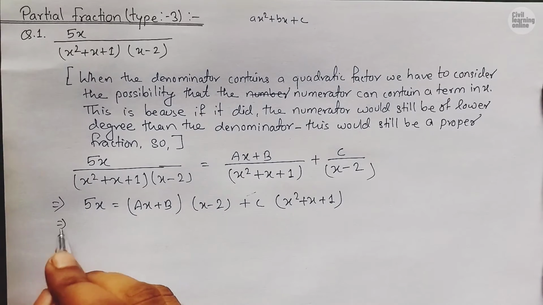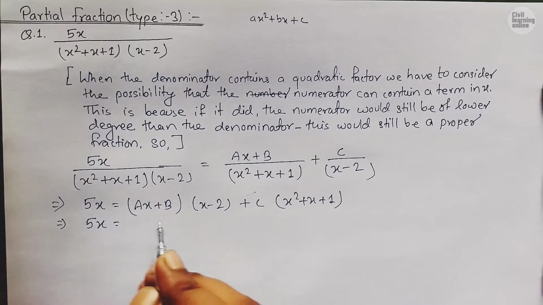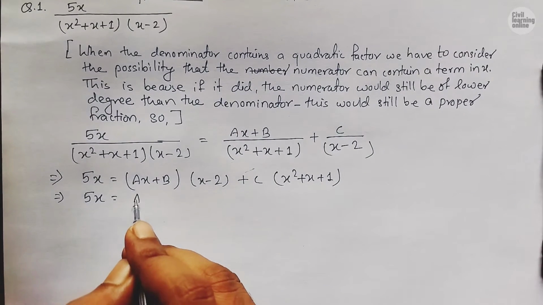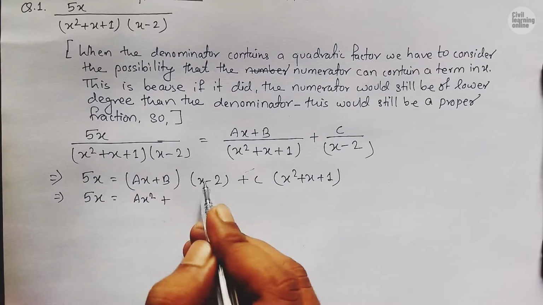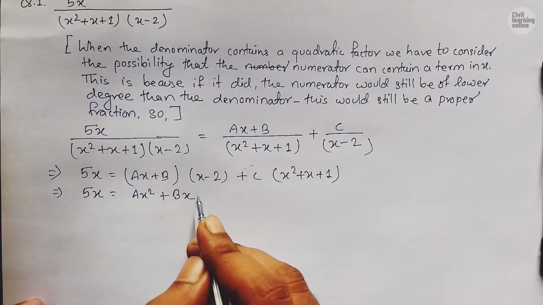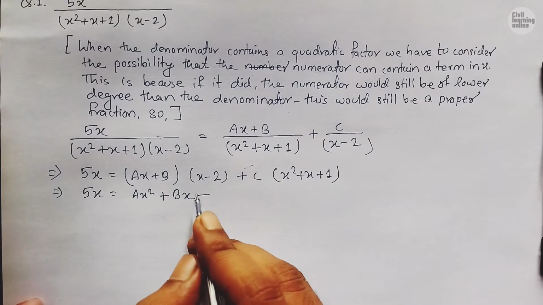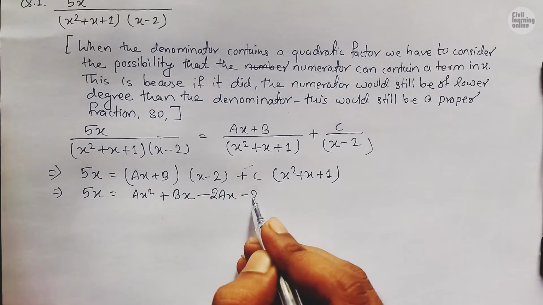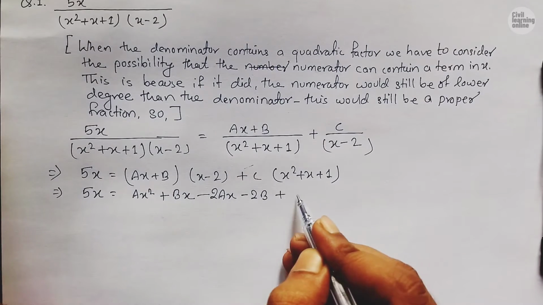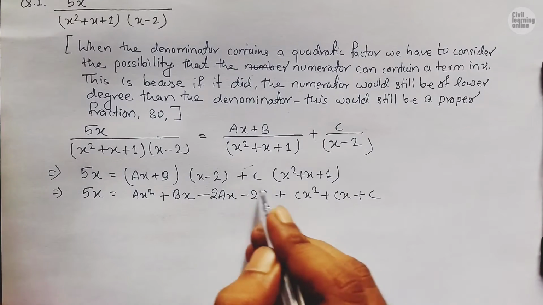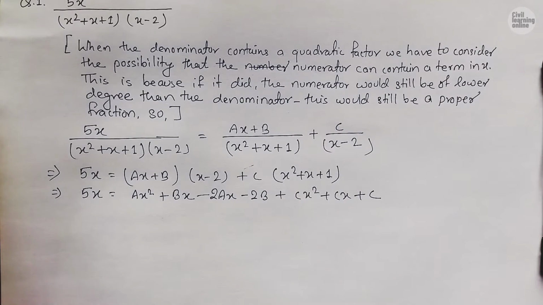Now let's do the multiplication like we were doing earlier. When ax is multiplied with x, we will have ax square, plus b multiplied with x, we will get bx. Similarly, minus 2 will get multiplied with ax, so we will have minus 2ax and minus 2b, plus cx square plus cx plus c. C is multiplied with each coefficient of each and every term here in the bracket.